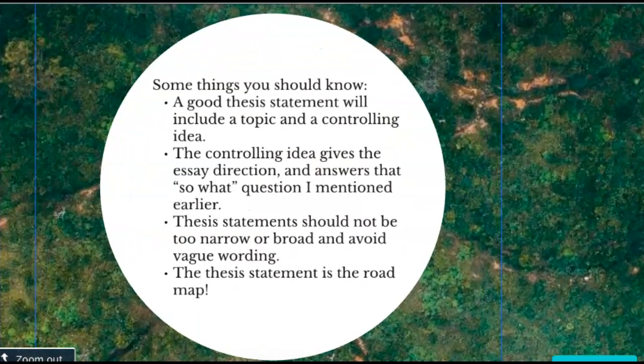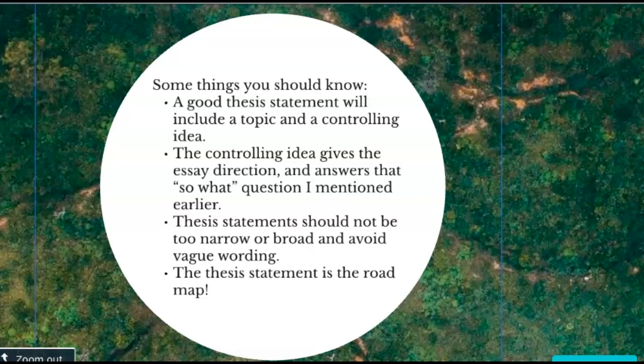A good thesis statement will include a topic and a controlling idea. The controlling idea gives the essay direction and answers that "so what" question. In the topic of your thesis statement, you are introducing the topic of your essay. The other part is the controlling idea, and it answers that "so what" question. When the reader is reading the thesis, the reader should be able to pick up on why it is important.